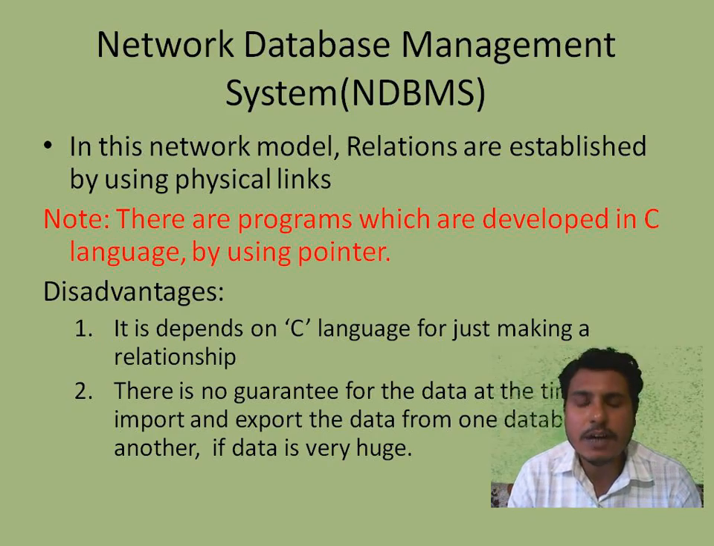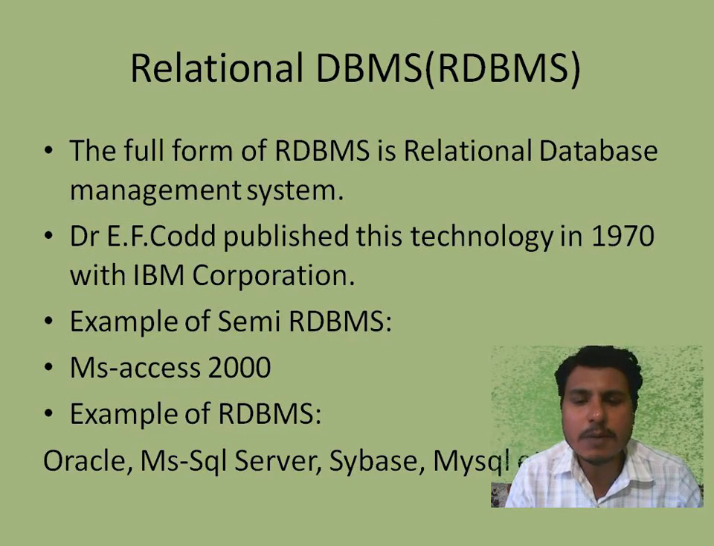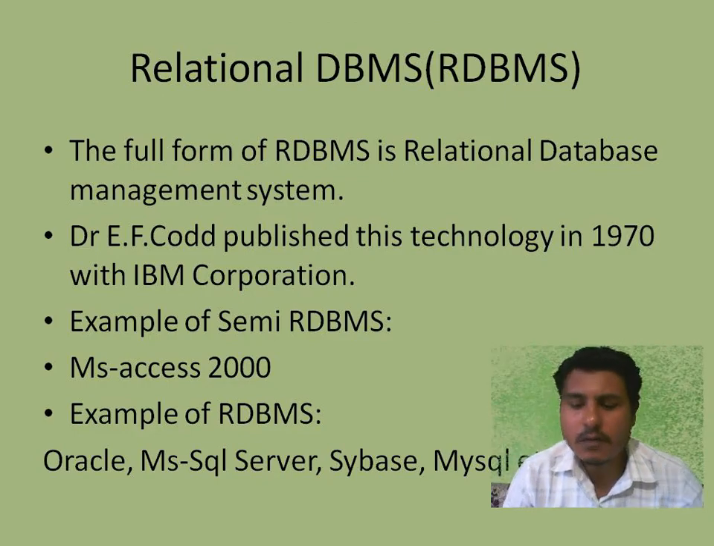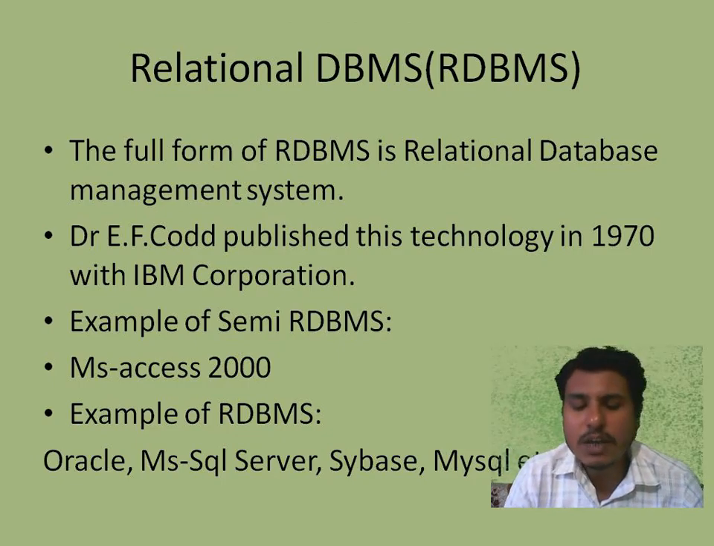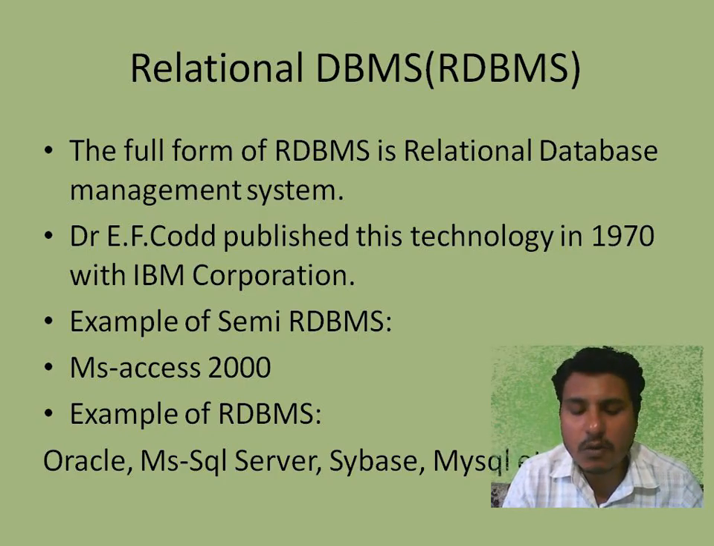very huge. The next data model is Relational DBMS or RDBMS. The full form of RDBMS is Relational Database Management System. Dr. E.F. Codd published this technology in 1970 with IBM Corporation. According to E.F. Codd, a technology that supports less than 6 Codd rules is called DBMS technology.